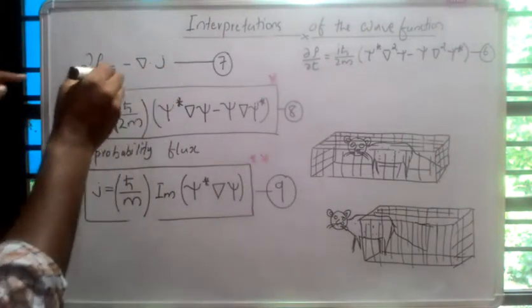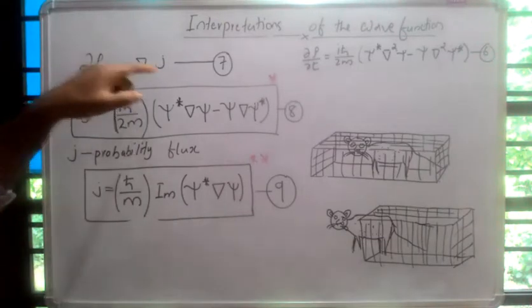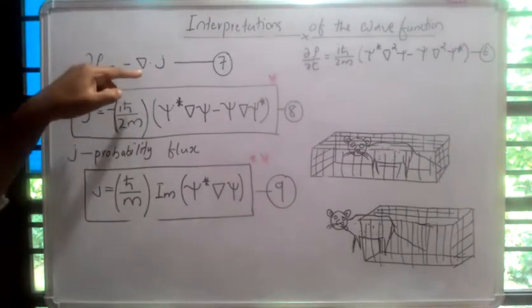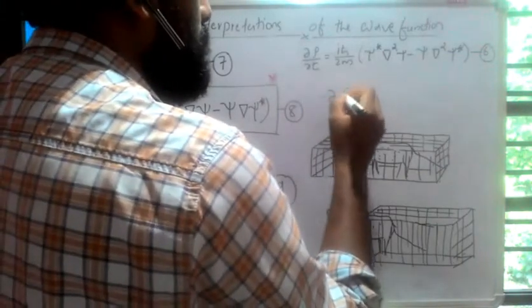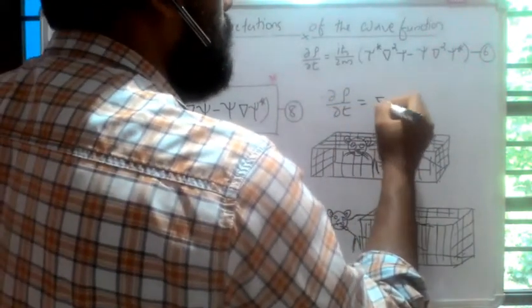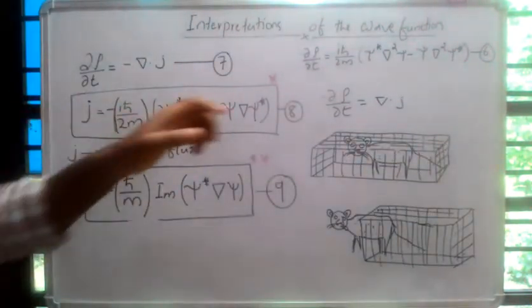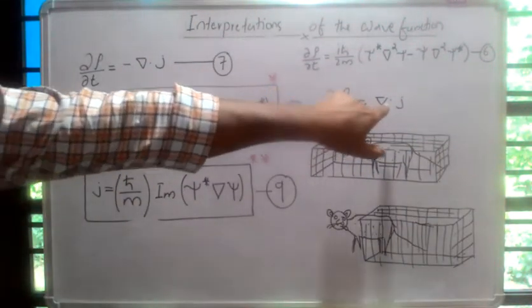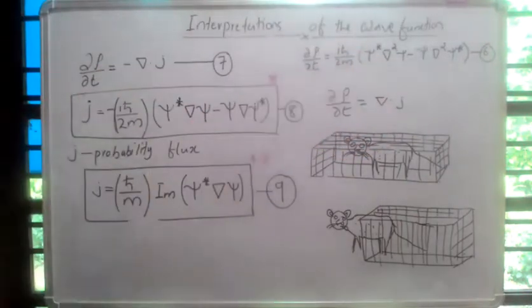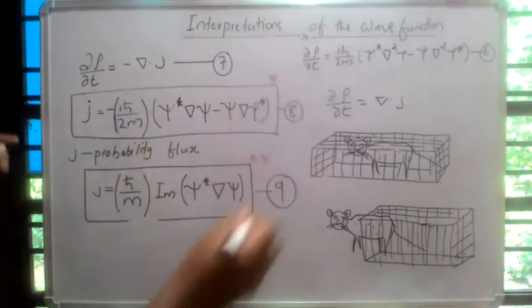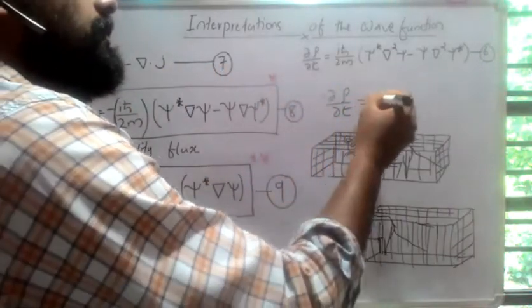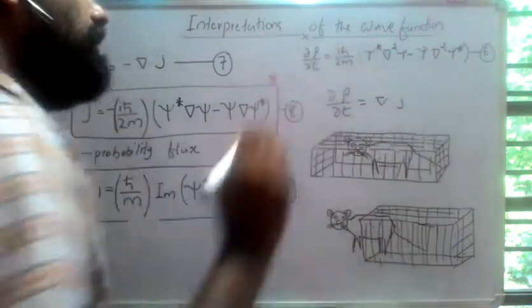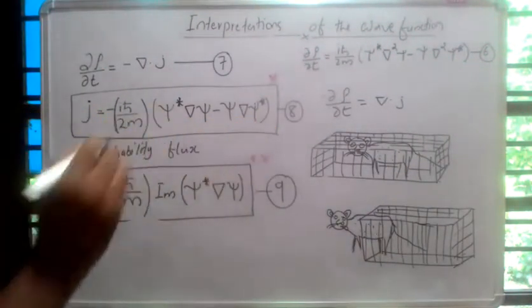Actually, you are familiar with this equation from electrodynamics. ∂ρ/∂t = −∇·j is the equation of continuity in electrodynamics, where ρ is the charge density and j is the current density. I can write this as −∂ρ/∂t = ∇·j. That means the rate of decrease of the charge density equals the divergence of the current density in electrodynamics. In quantum mechanics, ρ is probability density, so the rate of decrease of the probability density equals the divergence of some particular quantity. That quantity is known as probability flux.